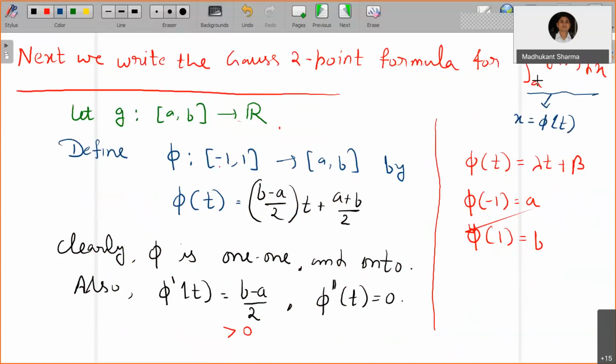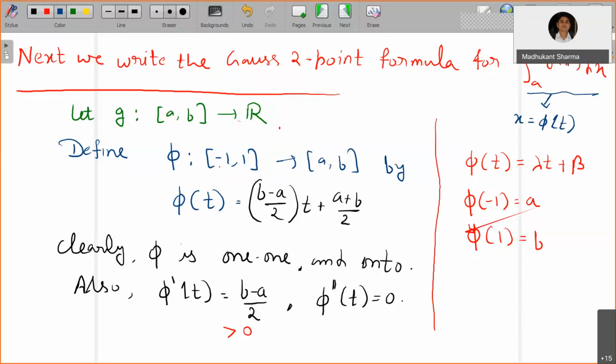So here, in approximating this integral a to b g of x dx, you are going to substitute x equal to phi of t. Then t lies between -1 to 1, so the limits will change into -1 to 1, and dx is replaced by phi dash of t dt. So we are going to substitute x equal to this affine map phi of t, then the limits will transfer onto -1 to 1, and you have the integrand as a function with respect to t.